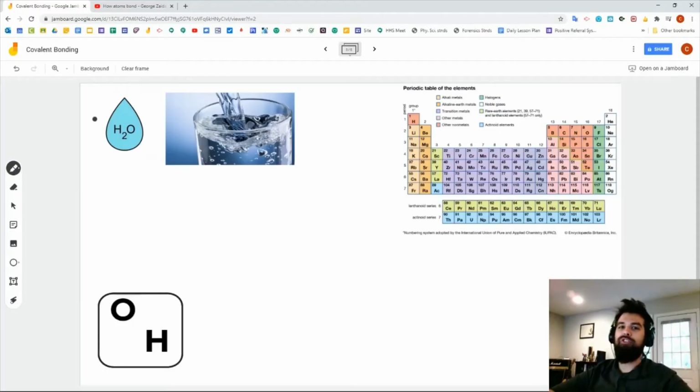But for now, let's look at one of my favorite covalent compounds, and also, I'm sure, one of yours. We're going to learn how to draw delicious, life-saving water today. That's right, we're going to learn to draw a water molecule using Lewis dot diagrams.